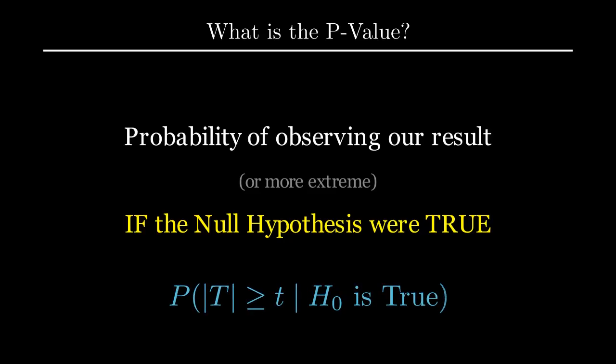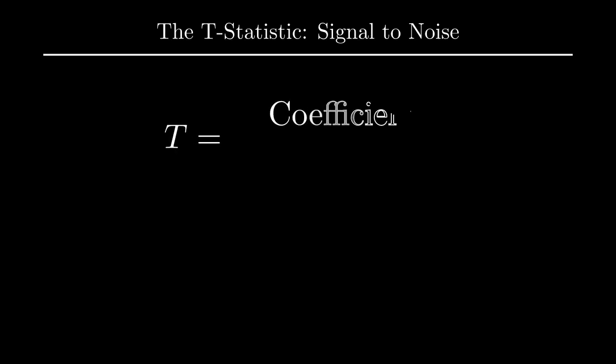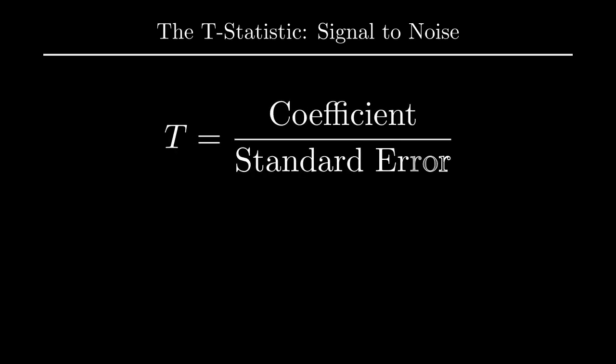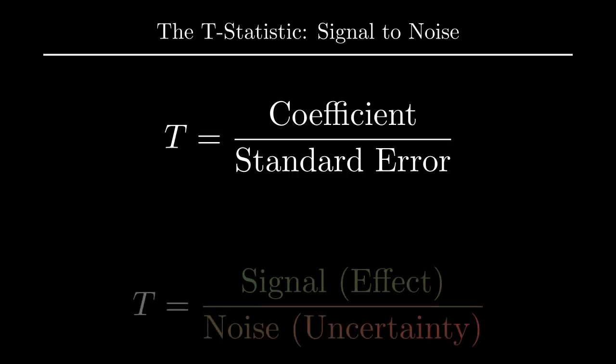Now, let's look at the T-statistic. Think of the T-statistic as a signal-to-noise ratio. It is calculated by taking your coefficient, the estimated effect of coffee, and dividing it by the standard error, which represents the uncertainty or noise in our estimate. A high T-statistic means the signal is much stronger than the noise.